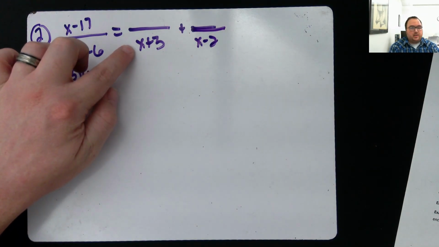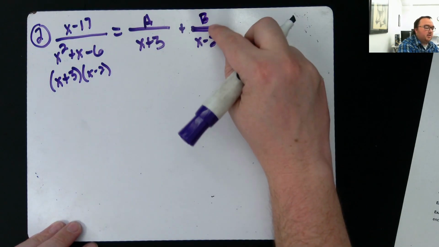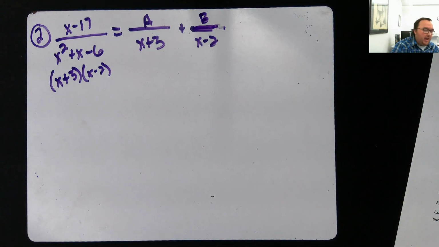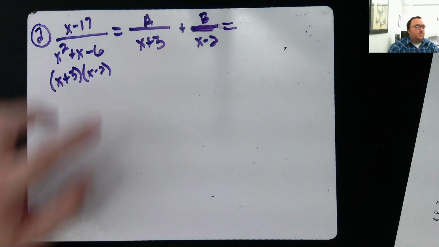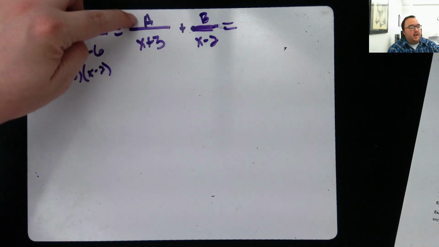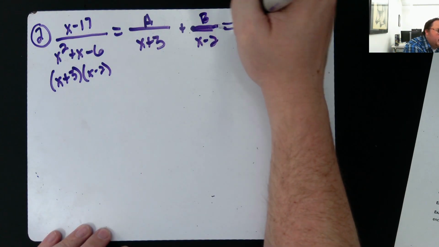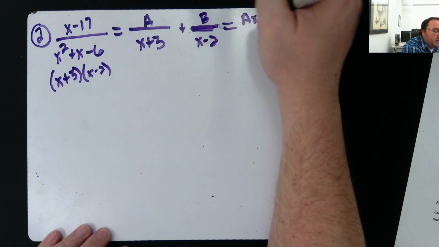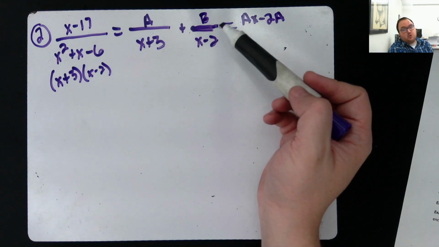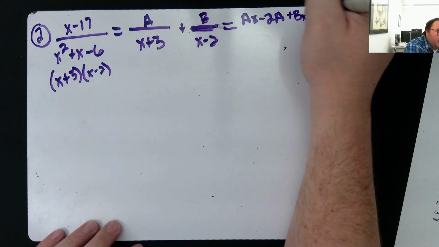x to the first down here, which means I'm just going to have a constant up here. Same thing right there. If I knew what a and b were and I were to add these up, I would need a factor of x minus 2 here. So I need to now do a times x minus 2. a times x is ax. a times negative 2 is negative 2a. And then do the same thing over here. I would need an x plus 3 over here. b times x is bx. b times 3 is 3b.